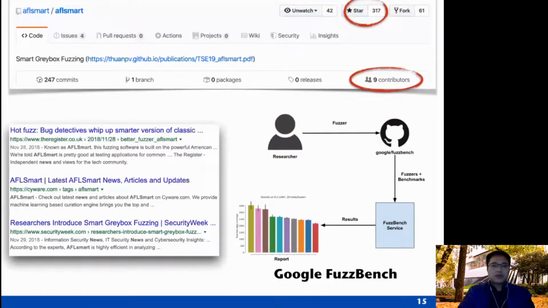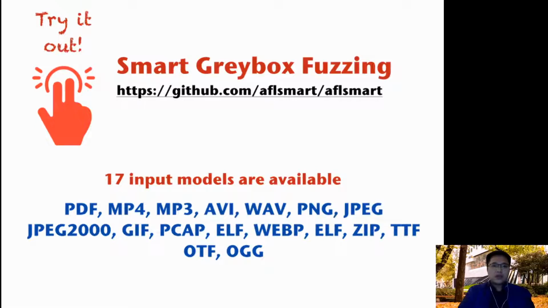And we released the source code, and it has gotten attention from both industry and academia. There are a lot of users who star our repository. Our work has also been featured in the media and has been integrated into Google FuzzBench for independent evaluation. And the tool is available, so please try it out. We have 17 input models which are available in the system, so we can easily use this. And please try it out. Thank you.